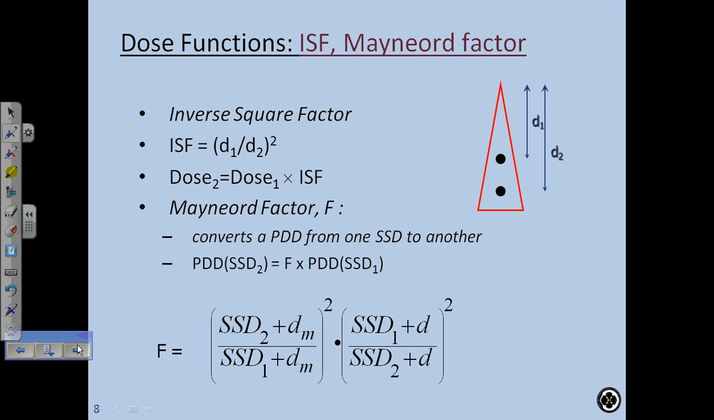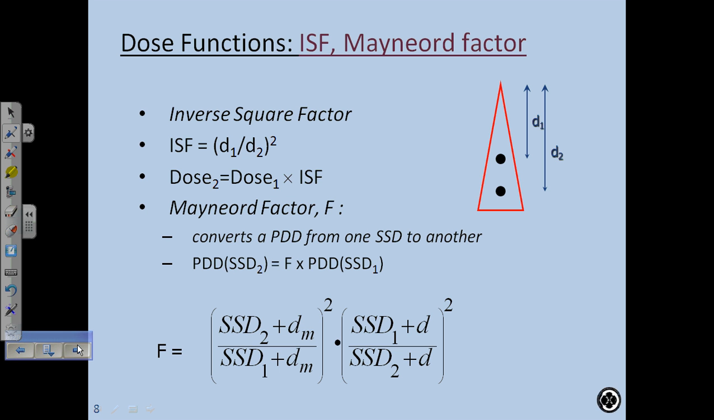Okay, there's another dose function called a Mayneord factor. You guys just need to know what this is. We don't use it too often. I think we used it a lot more in the past when PDDs were used more commonly. PDD tables were used more commonly for hand calculations. So remember how I said the PDD table is for a particular SSD.